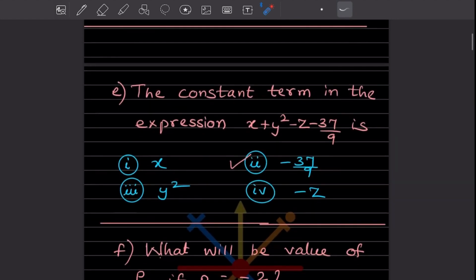Now look at the next one. It says the constant term. You know the constant term. These are all given in the glossary in the first part of this chapter, so you can go there for the detailed explanation. Constant means without a variable. So this is the expression given. What we can see is that this is just a number. It doesn't have any variable. So the answer is minus 37 by 9.